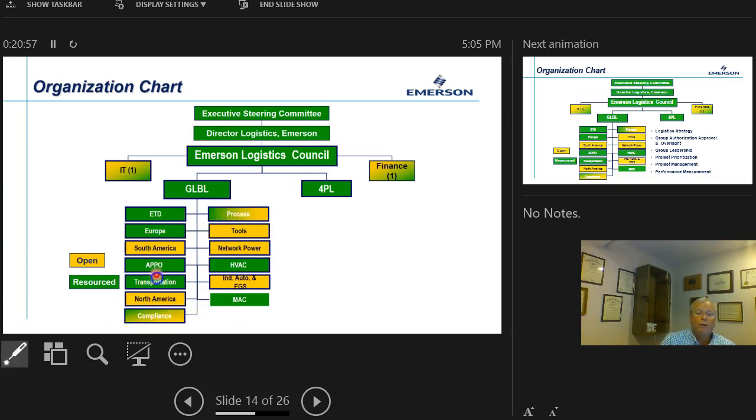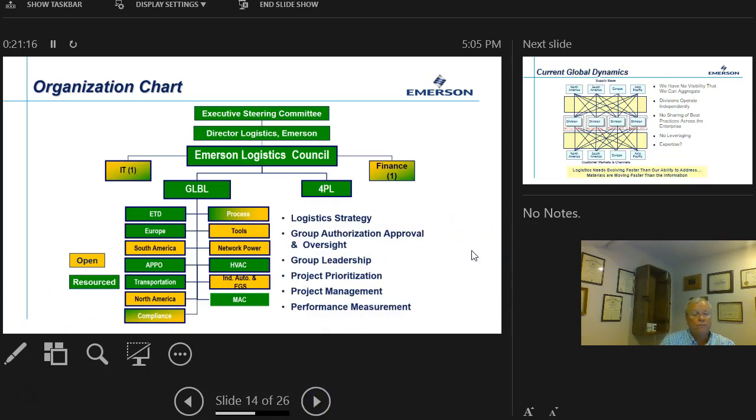And if it's open, we didn't know who that is. In North America, we didn't know who it was at that time. We were still talking about it. Okay, so this was a GLBL organization group. You notice it's tied to IT, and you notice it's tied to finance. And here's your 4PL sitting out there.